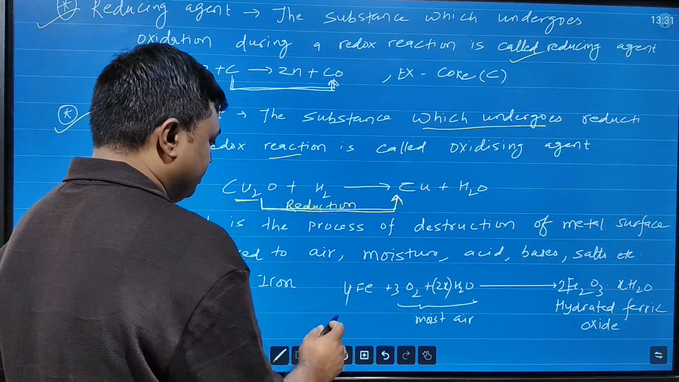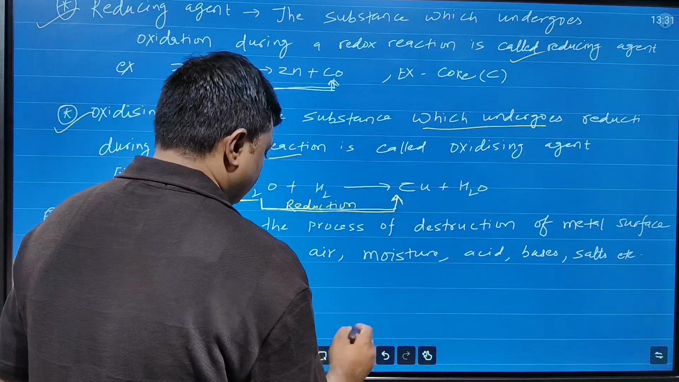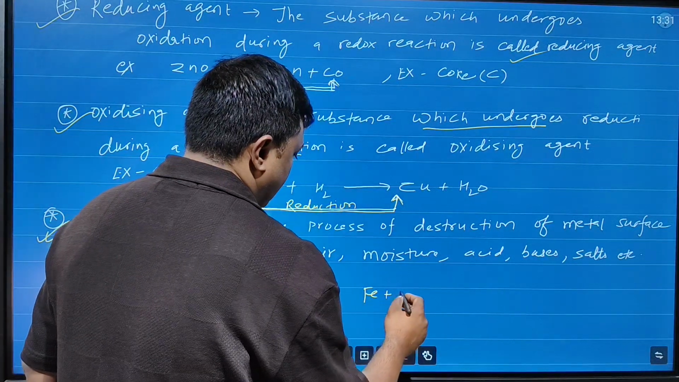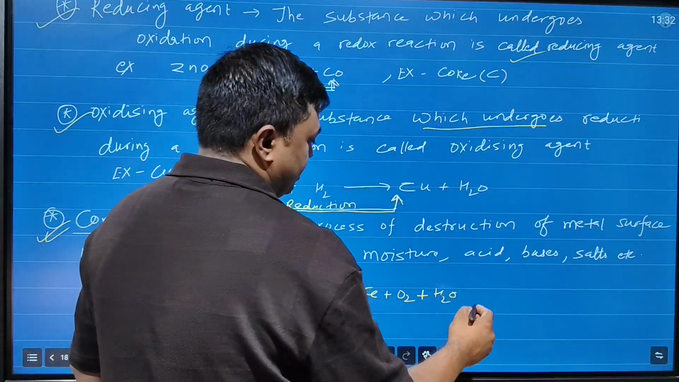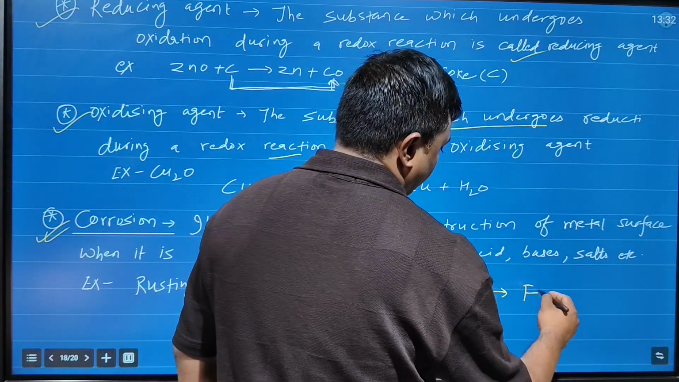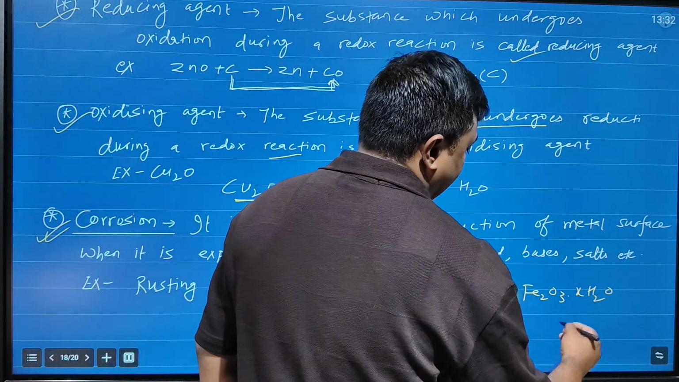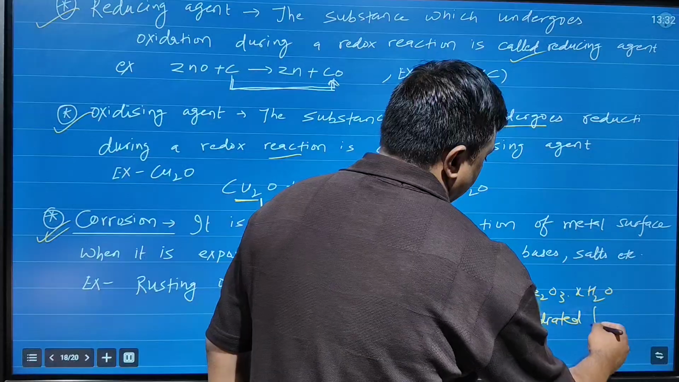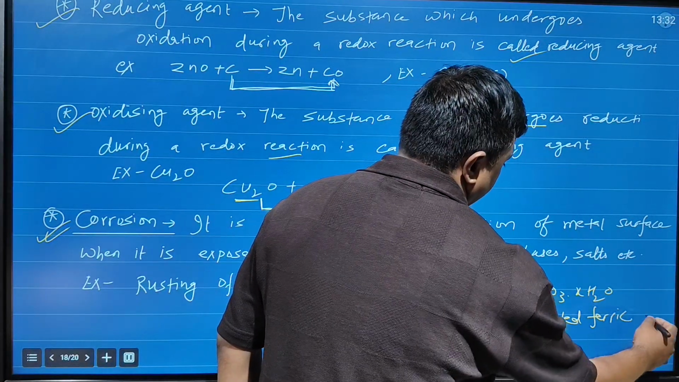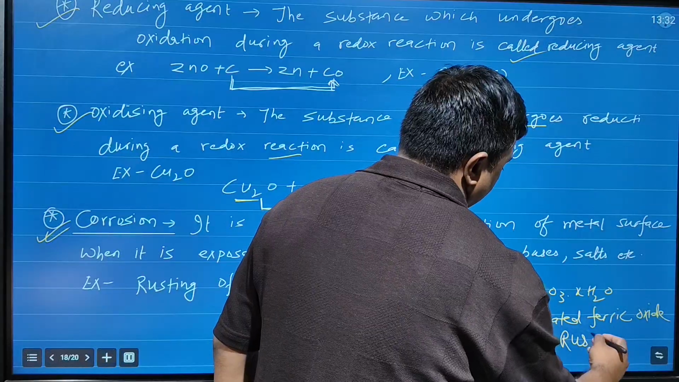I'm writing the equation once again. You can see here: iron reacts with oxygen plus water. This water will come from moisture. It will give you what? Fe2O3.xH2O. This is hydrated ferric oxide. This is the formula for rust actually.